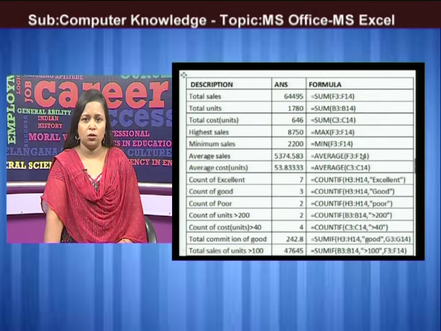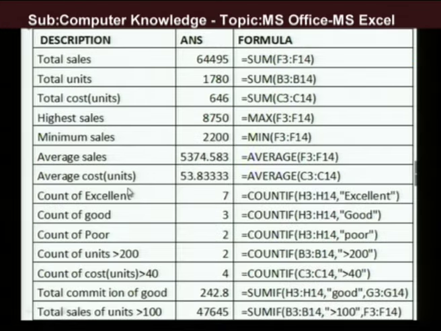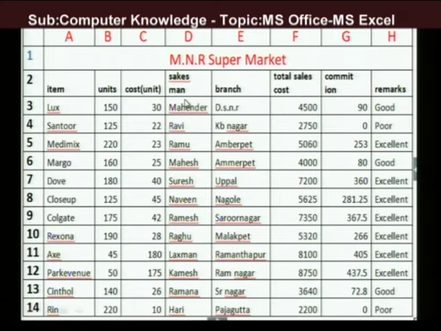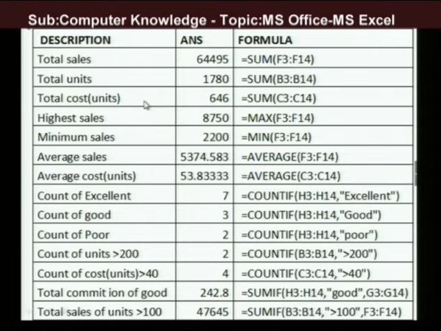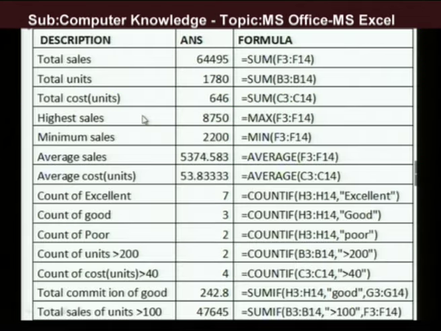53.2. Next, average. After average is average cost. The cost average we have to calculate. C3 to C14. Cost consists of the C column. So, C3 to C14. This average calculation is equal to average of C3:C14.